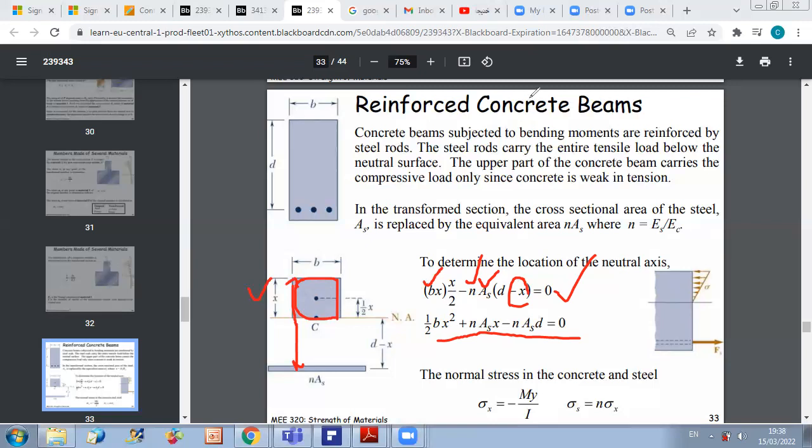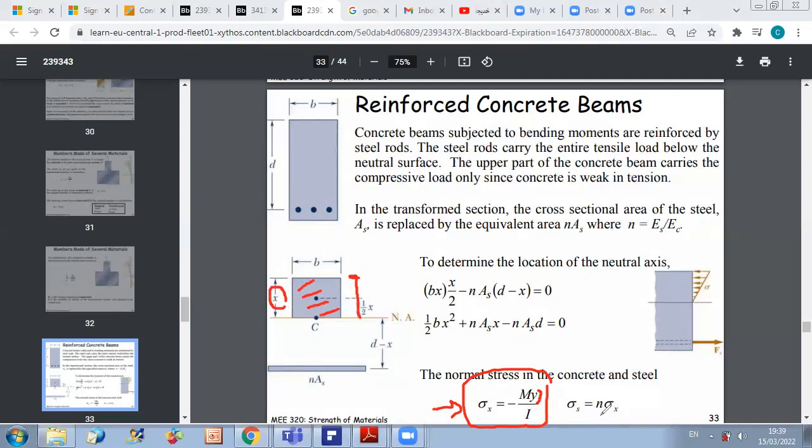Okay, and as usual, when you calculate the normal stress in concrete and steel, for concrete n is 1. You don't have to multiply by anything, you just apply the formula. For concrete, you have compression. It's equal to minus My over I, and the maximum value of compression will take place at the top, which corresponds to the distance x.